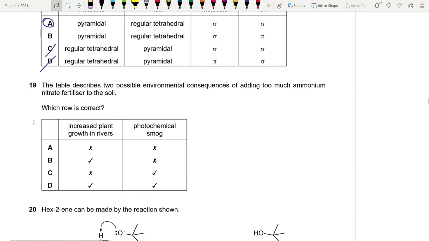19. The table describes two possible environmental consequences of adding too much ammonium nitrate fertilizer to the soil. Which row is correct? Eutrophication does occur. Increased plant growth. It does occur. So it's between B and D. Photochemical smog.